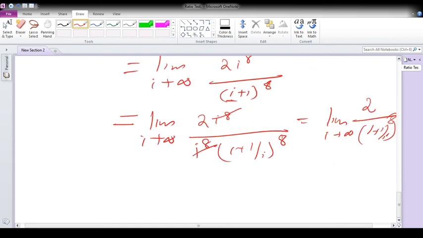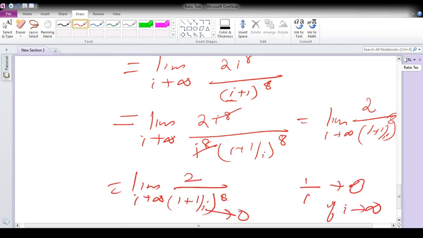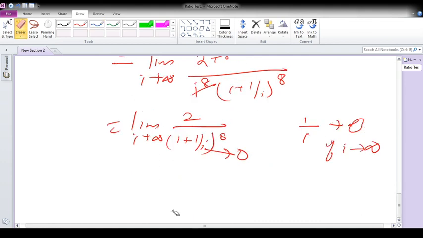All of you know that 1 by i tends to 0 as i tends to infinity. So this term will be 0 as i tends to infinity. So we can conclude the limit value is 2 by 1, that is equal to 2. This is greater than 1, so the given series is divergent.